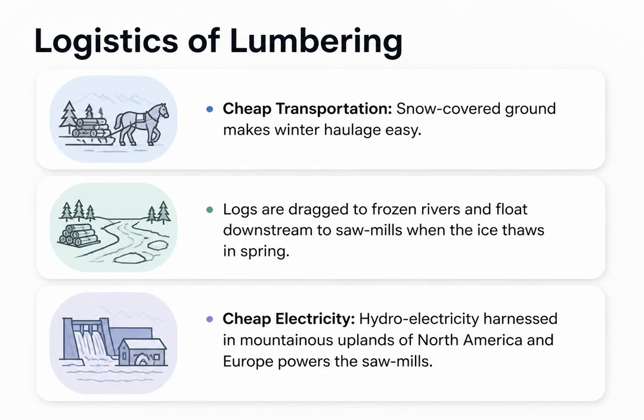The snow-covered ground in winter provides a smooth surface, making logging and haulage relatively easy. Lumbering is usually done in winter when the tree sap is in the ground, making the wood lighter. The logs are dragged to the frozen rivers, and when the ice thaws in the spring, the rivers naturally transport the logs downstream to the sawmills. Additionally, the mountainous uplands of North America and Europe provide cheap hydroelectricity, which is harnessed to power the massive sawmills.